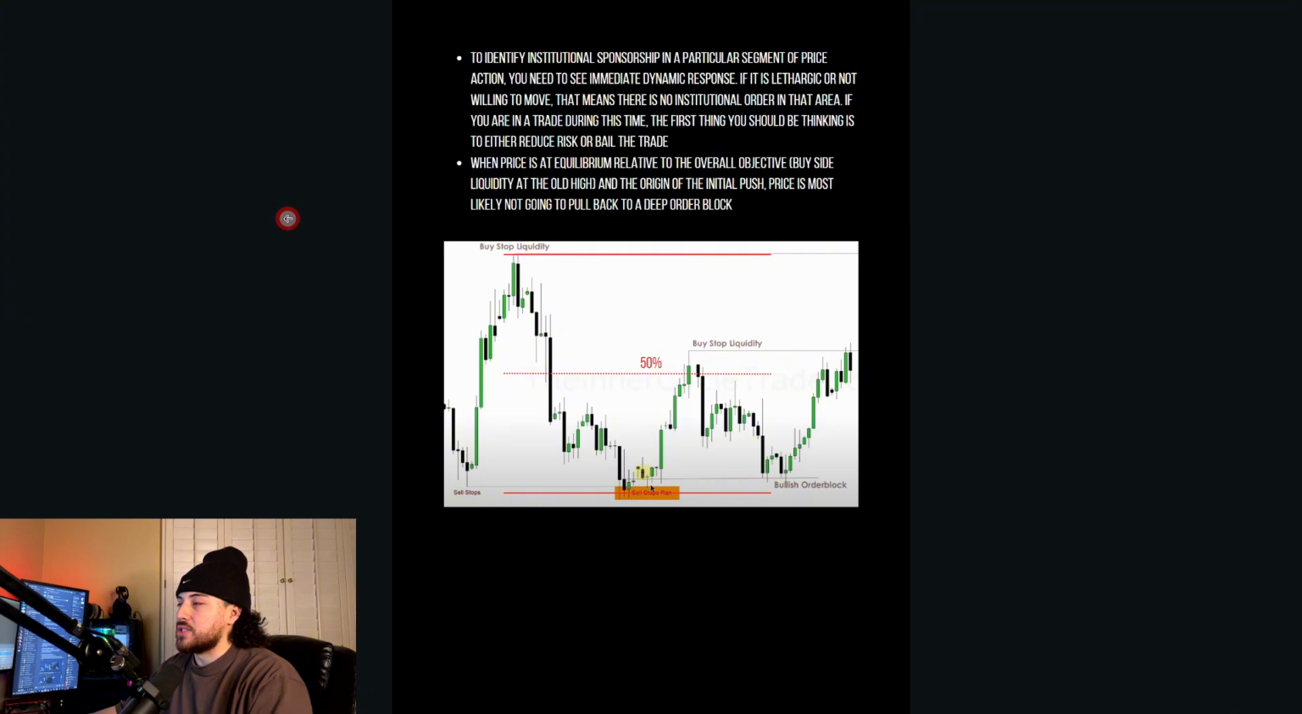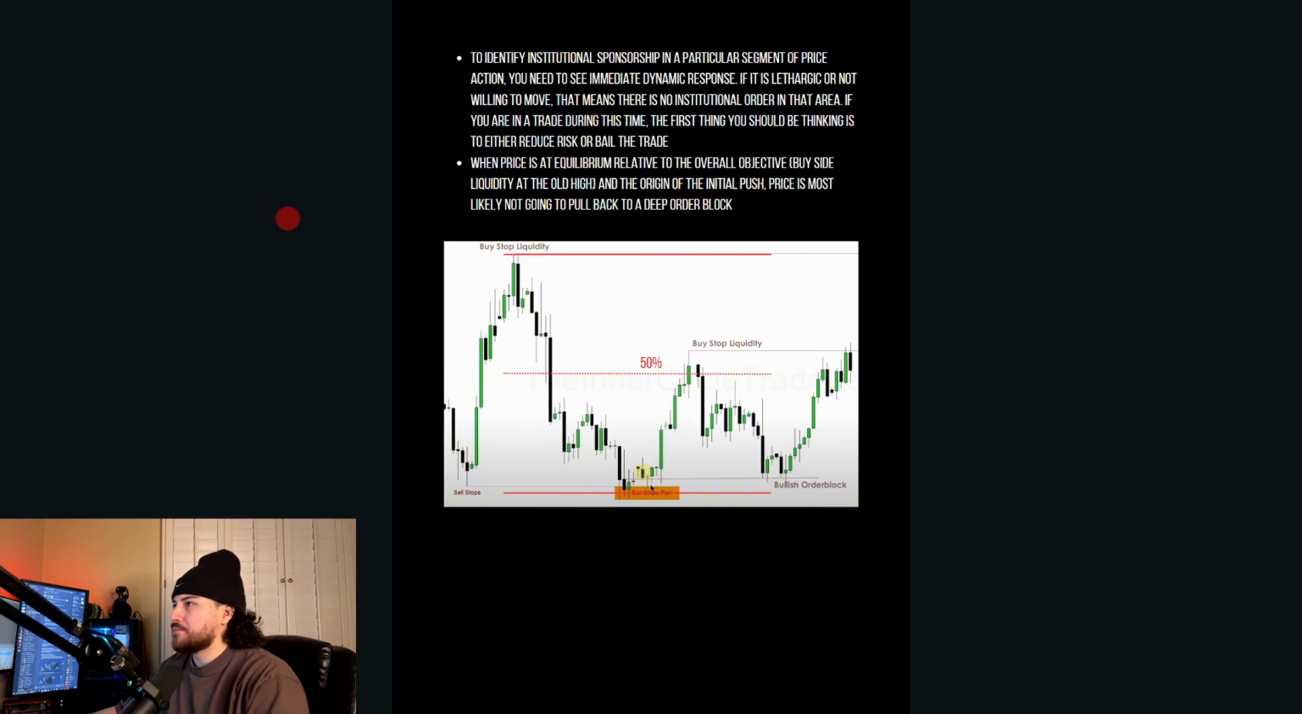To identify institutional sponsorship in a particular segment of price action, you need to see immediate dynamic response. If it is lethargic or not willing to move, that means there is no institutional order in that area. If you are in a trade during this time, the first thing you should be thinking is to either reduce risk or bail the trade. When price is at equilibrium relative to the overall objective, buy side liquidity at the old high, and the origin of the initial push, price is most likely not going to pull back to a deep order block.